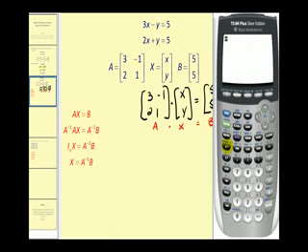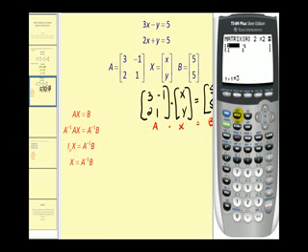So we're going to press second matrix, go over to edit, press enter. This is a 2 by 2 matrix, so it's 2 by 2. I've already typed in the elements, you can see them there. So let's go ahead and go back to the home screen to find the inverse of this matrix.